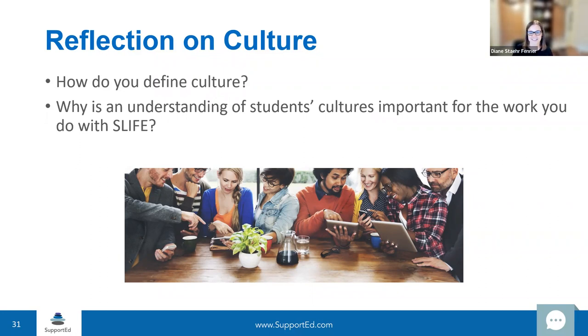So what's the connection? Especially if you're maybe talking with someone that doesn't have as deep of an understanding of culture and SLIFE. If you are working with students who come from a collectivist culture, and our Western education system is really designed on an individual model, it's helpful to know that and bring in more opportunities for students to work collectively, in groups and partners. Yeah, absolutely, Robin. And we're going to talk about that a little bit more in the future as well.